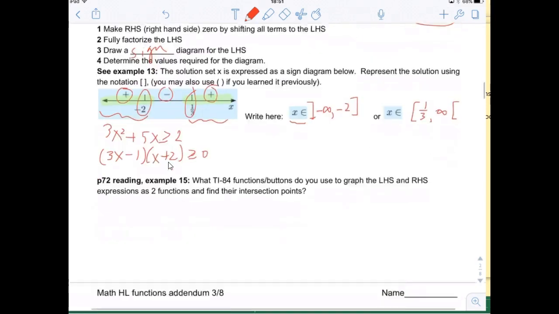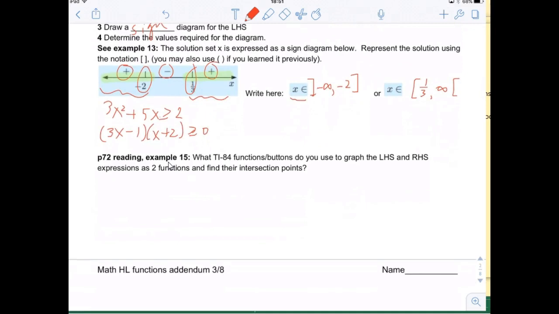Okay. Page 72, example 15. What TI-84 functions and buttons do you use to graph the left-hand side and the right-hand side expressions as two functions and find their intersection points? Okay.